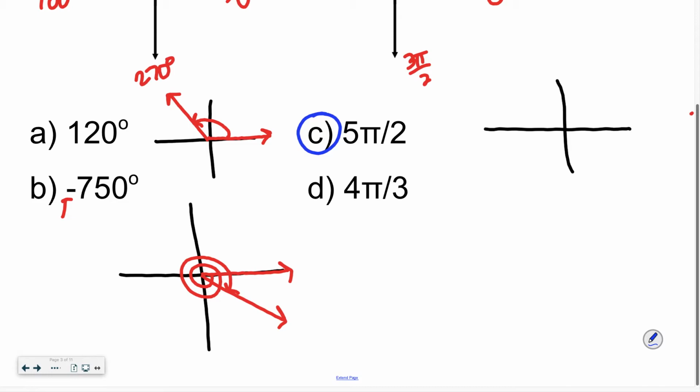Okay? If we start at the positive x-axis, one time all the way around is 2 pi, correct? Let me ask you this. Is 5 halves more than 2? It is, right? 5 halves is 2 and a half. Do you agree? So if we are going to graph this, we need to go all the way around to 2 pi, and then we have 1/2 pi more to go. Well, 1/2 pi is the same thing as 90 degrees. So all the way around is 2 pi, and 1/2 pi more to get to 5 halves would be the same as 90 degrees.